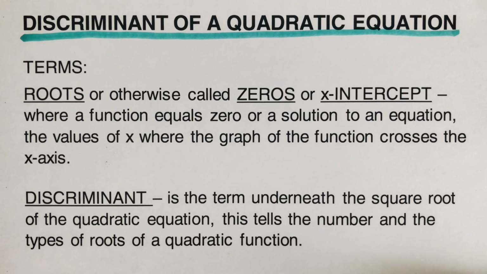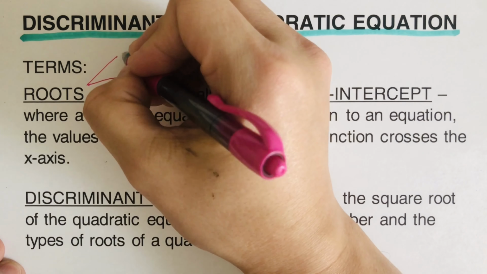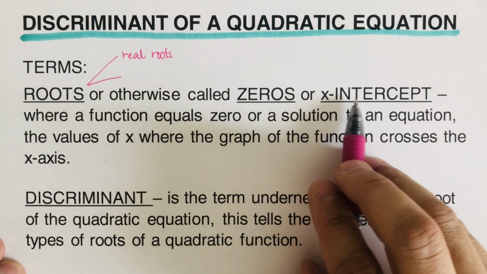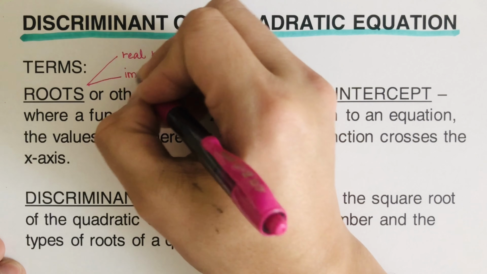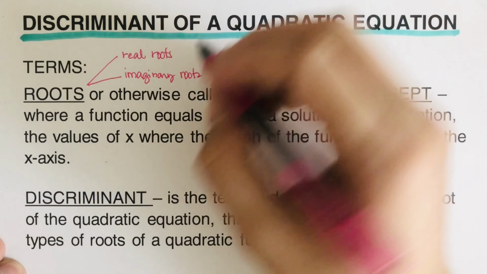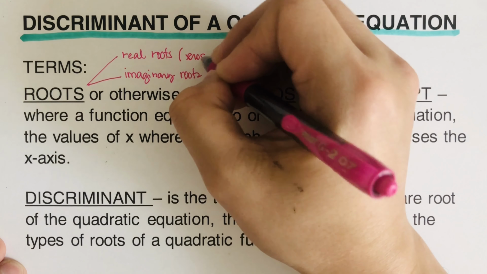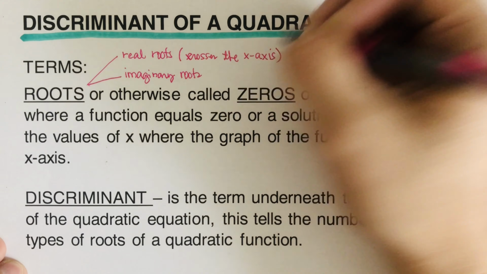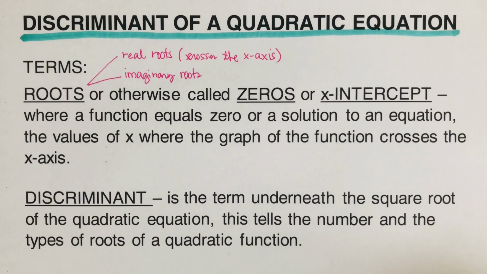Just a reminder here that there are two types of roots. The first type of root is the real roots. Real roots are the ones that cross the x-axis. The other type of root is the imaginary roots. Again, the real roots are the ones that cross the x-axis. So let me write that down. It crosses the x-axis. So these are the two types of roots, real roots and imaginary roots.